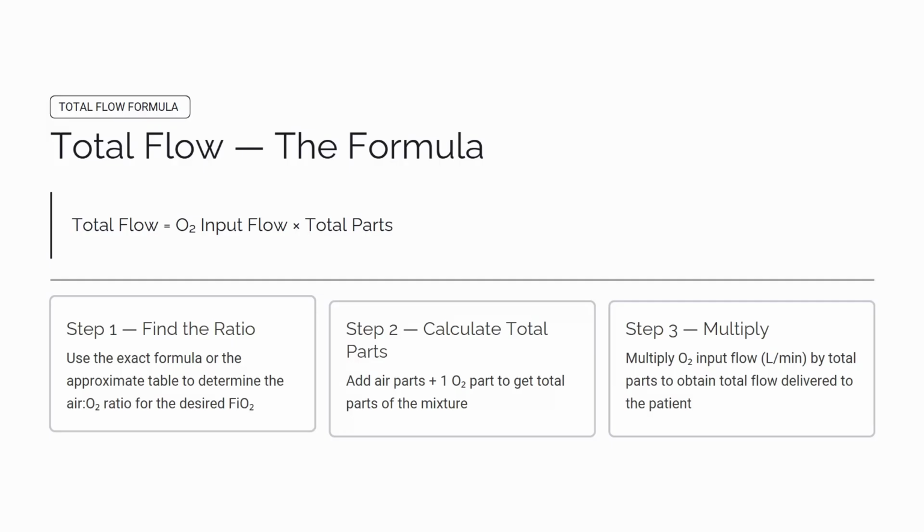This is a piece students often mix up. The number on your flow meter is only oxygen. It's not the total flow the patient is breathing. The device is adding room air on top of that. And this formula tells you how much.